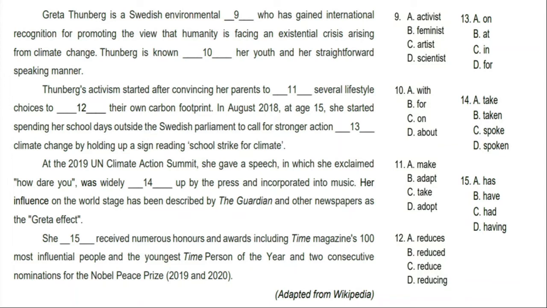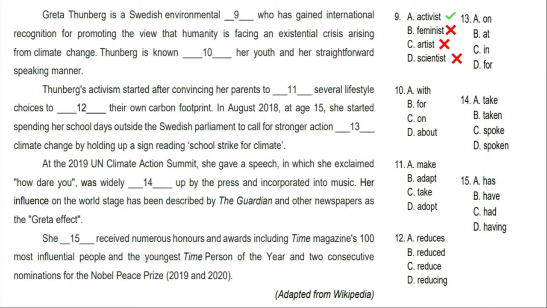Greta Thunberg is a Swedish environmental who has gained international recognition for promoting the view that humanity is facing an existential crisis arising from climate change. So what is the answer for question number 9? Greta Thunberg is a Swedish environmental. If you say feminists or artists, they are not correct, because they're not related to the context. They talk about climate change. So it's either activists or scientists. You cross out any answers which are totally unrelated to the question. So it's either A or D. But if you look at climate change, environmental, usually people use it as an activist. So the answer is A.